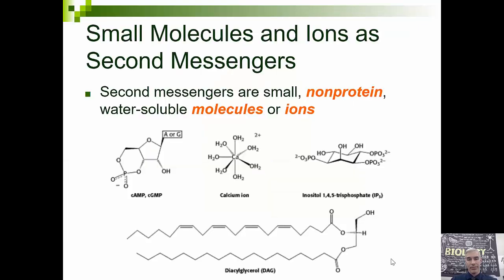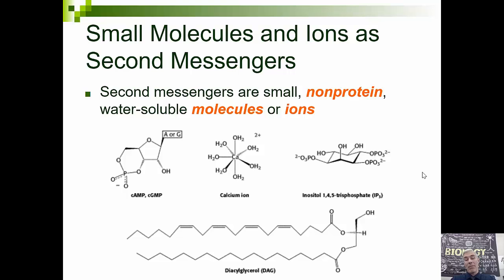The last mechanism I talked about with passing the signals is through second messengers. These are small, non-protein molecules. So these are not proteins. They are water soluble, or they are ions, which obviously are water soluble. And what they do, now I know DAG doesn't look super water soluble, but it can transfer through. It's not water soluble in that sense.